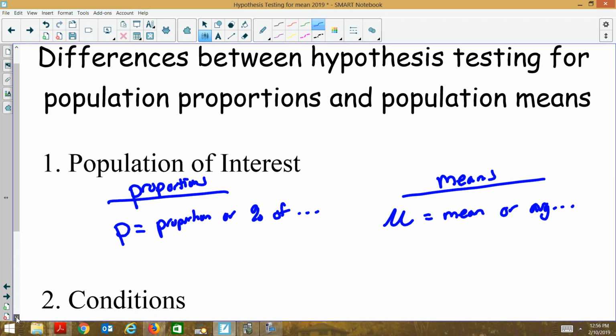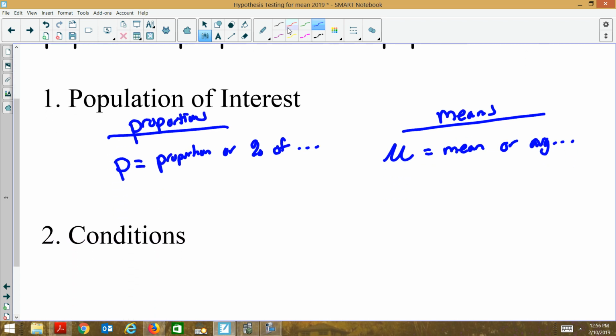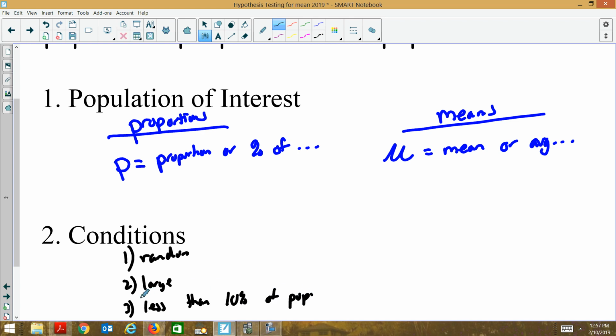The second difference is in the conditions. The conditions are actually the same for population means as they are for proportions. Random, large, and less than 10% of the population. The sample size.